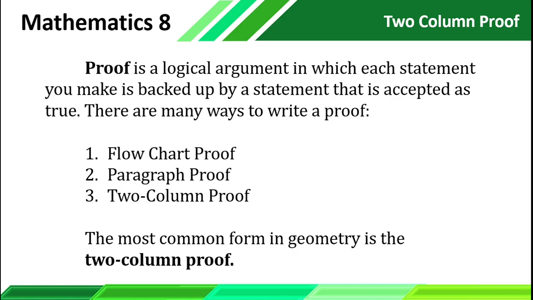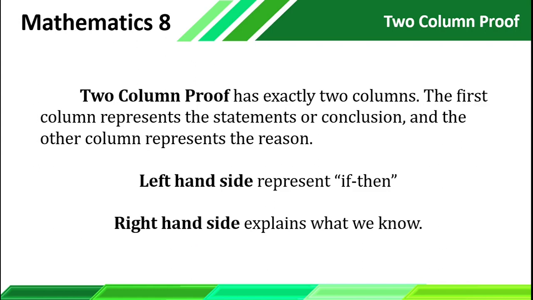When we say proof, it is a logical argument in which each statement you make is backed up by a statement that is accepted as true. There are many ways to prove or to write a proof. One is flowchart proof, second is paragraph proof, and lastly is our two-column proof. The most common form of proof in geometry is the two-column proof.